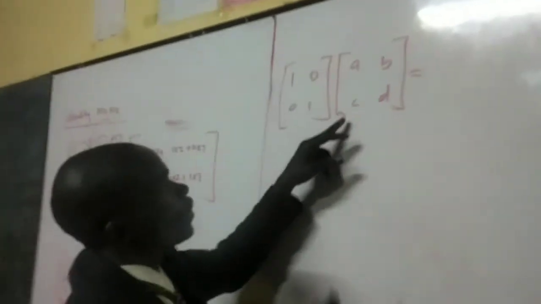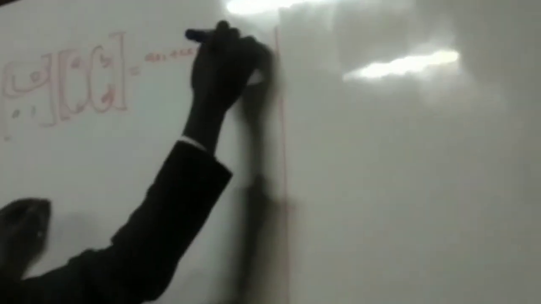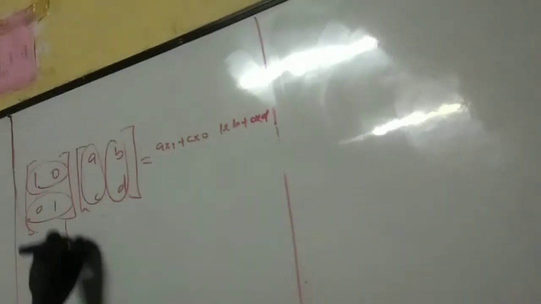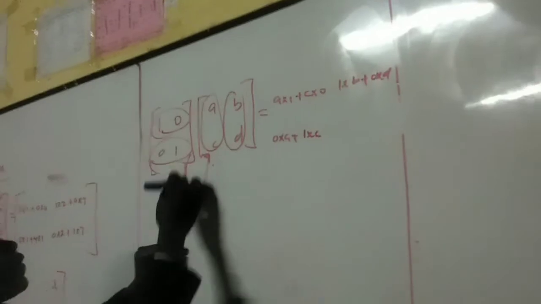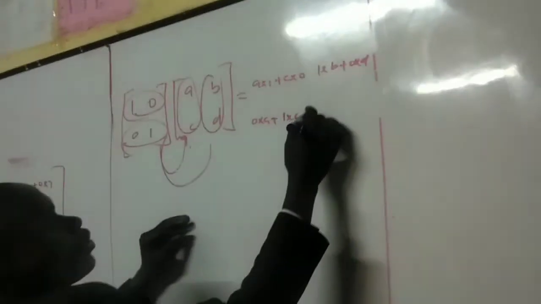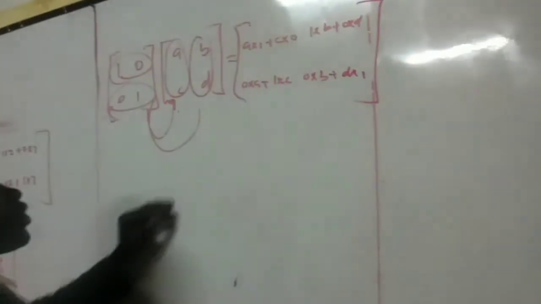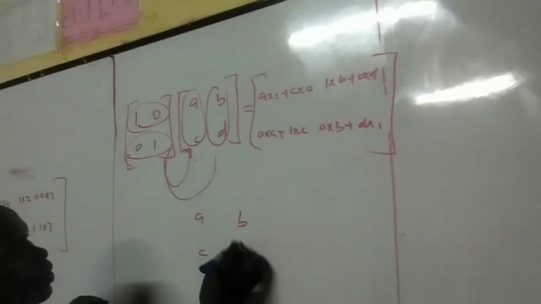So we have A times 1 plus C times 0, that is row, column. Then you multiply by the second column, 1 times B plus 0 times D. Second row, first column, 0 times A plus 1 times C. Second row, second column, 0 times B plus D times 1. And what does that give us? That gives us A, B, C, and D.